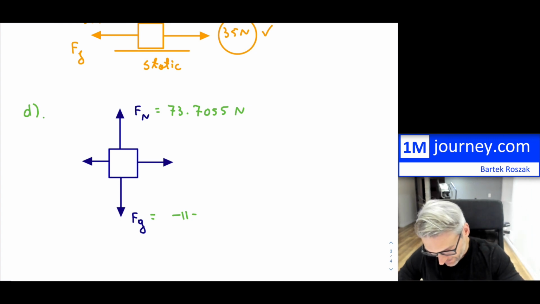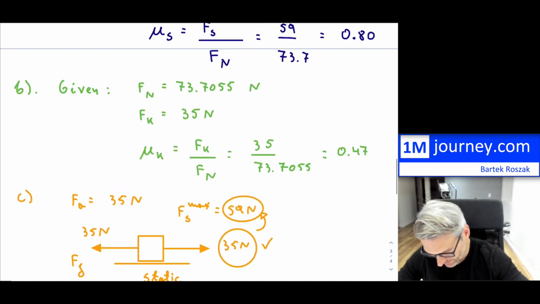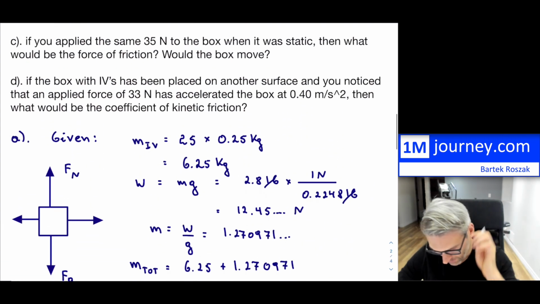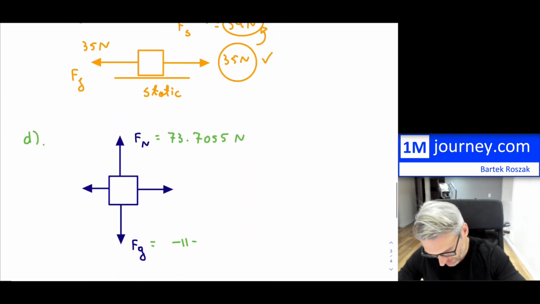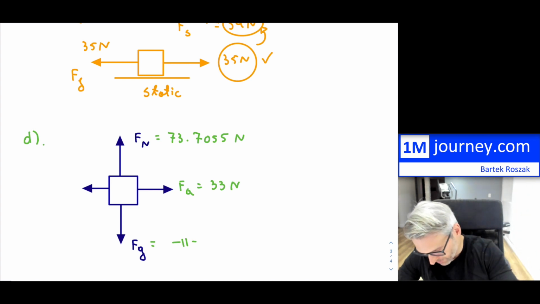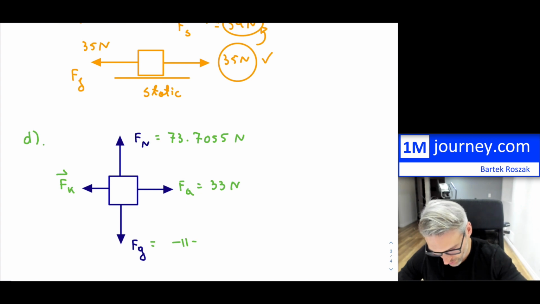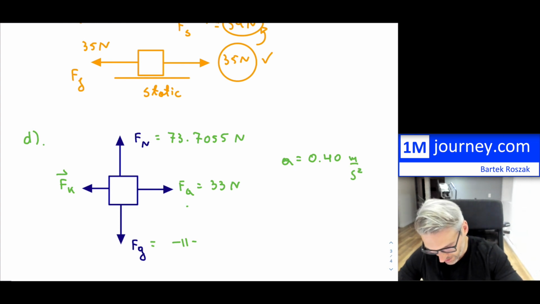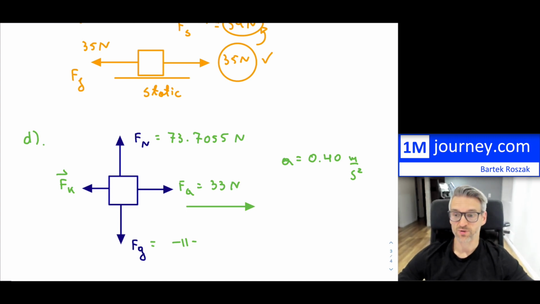Now the applied force that they have said here. You notice that the applied force is 33 newtons. So that's force applied, 33 newtons. We don't know what this kinetic force is. We know that we are starting to accelerate, and this is our acceleration right there. We're assuming that we're accelerating in the same direction as here, so obviously friction is going to be in the opposite direction.